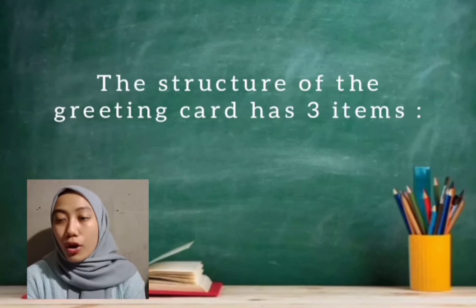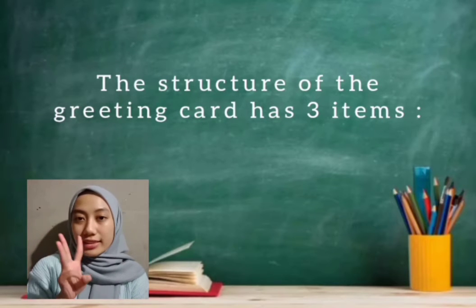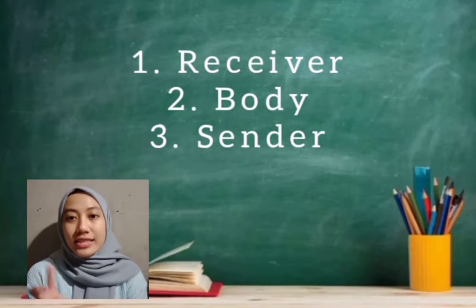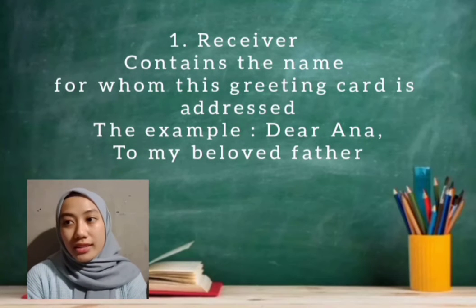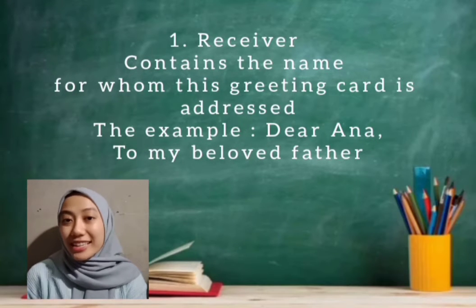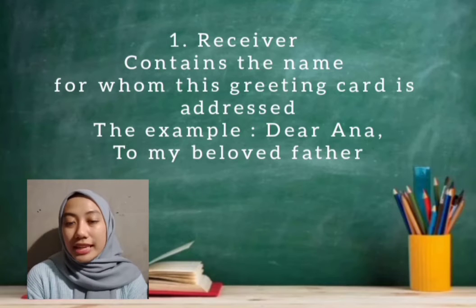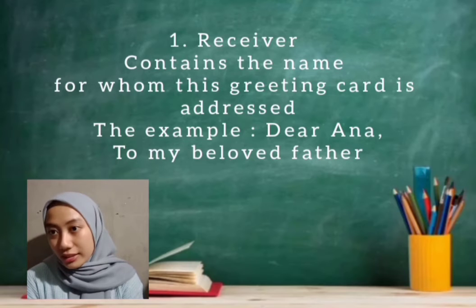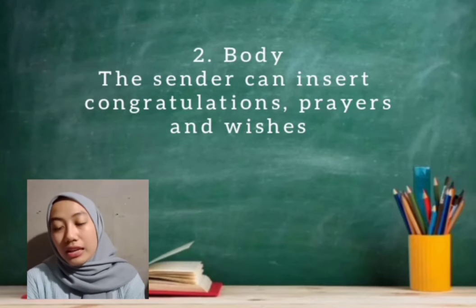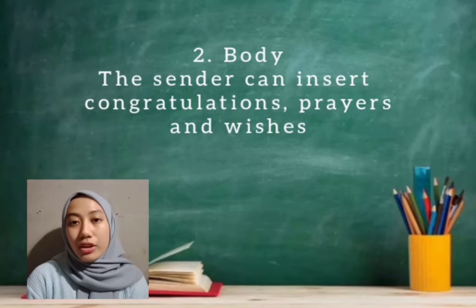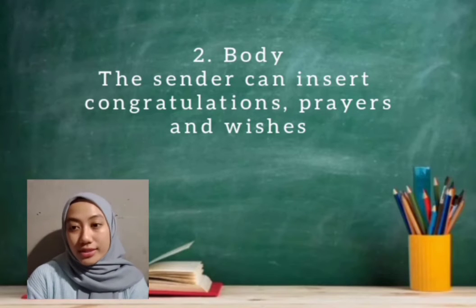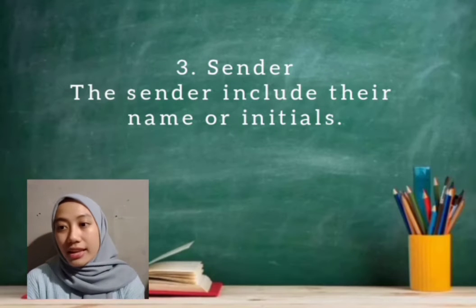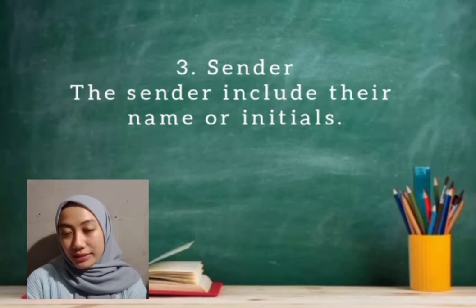The structure of the greeting cards has three items. The first is receiver, the second is body, and the last is sender. Receiver contains the name for whom this greeting card is addressed, for example, Dear Anna or To my beloved father. And then the body. The sender can insert congratulations, prayers, and wishes in the body. And the last is sender. The senders include their name or initial.